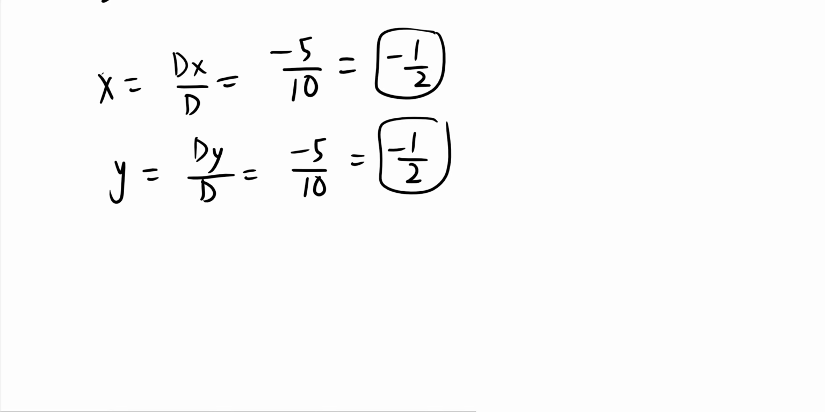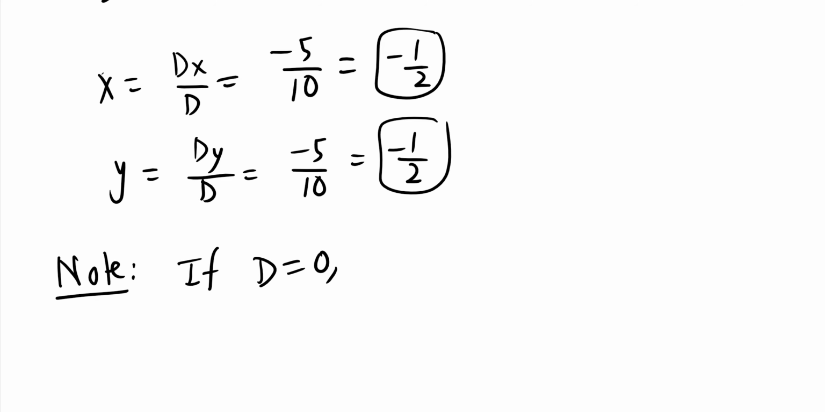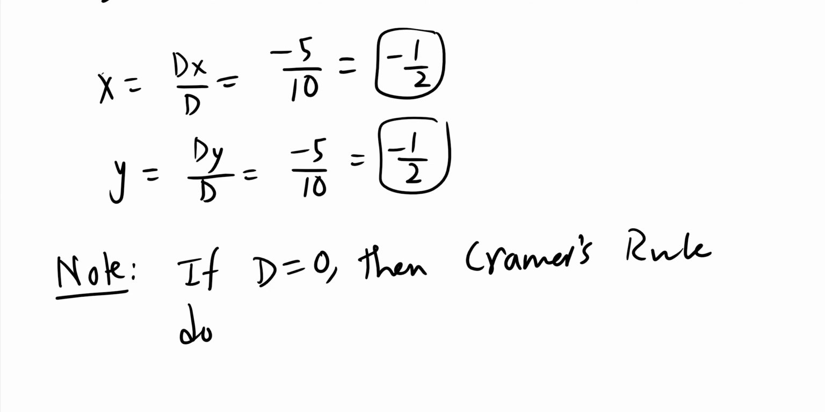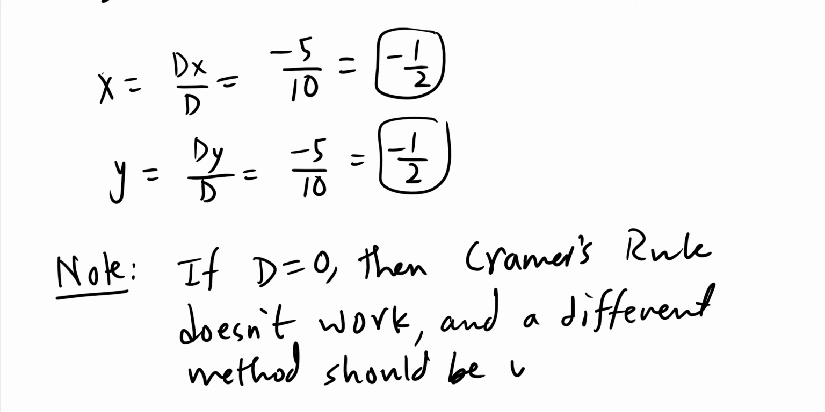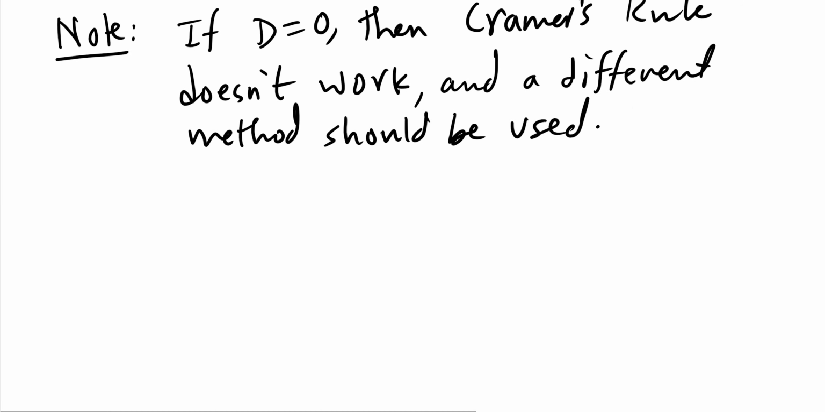Now the question that students ask: let's write it as a note, what happens if D is 0? In this case, Cramer's Rule doesn't work, and a different method should be used to solve the system. This is important.